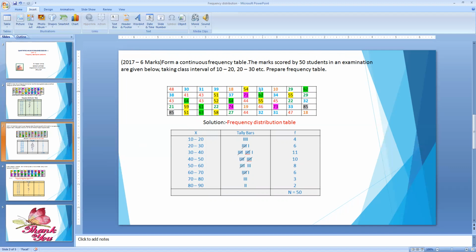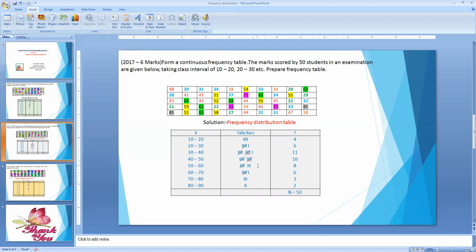Now we'll have to see what the last class interval will be. The starting class interval given is 10 to 20. Let us see the highest number here, so that we can end the last class interval. 85 we can make out. So then we'll have to go up to 90. So the class intervals we have to frame in the same manner.